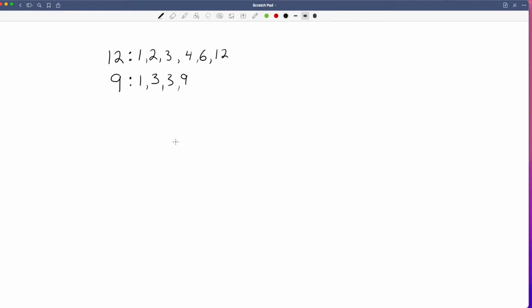Well, the factors that they have in common: I have a 3 here and I have a 3 here. So 3 is not only a common factor, but because it is the only factor that is in both sets, it is also the greatest common factor. Greatest common factor, we often call it the GCF. And the greatest common factor of 9 and 12 equals 3.